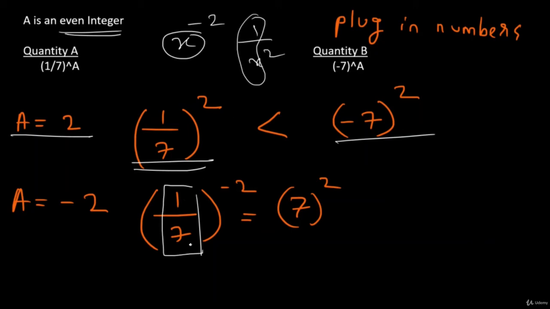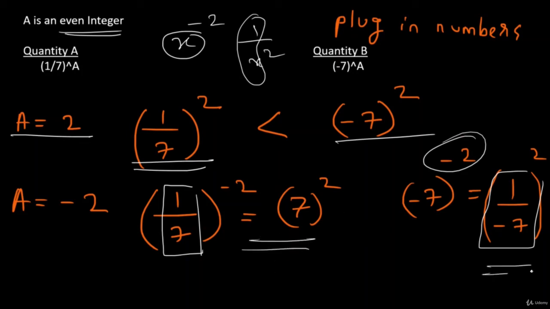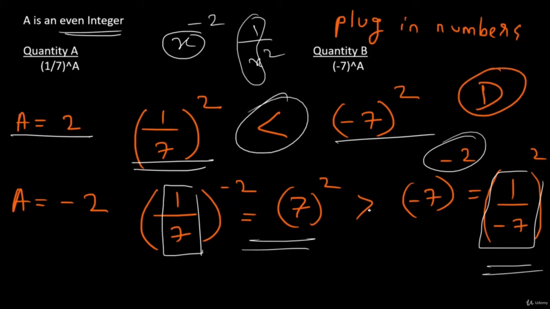So 1 by 7 to the power minus 2 is equal to 7 to the power 2 and minus 7 to the power minus 2 will be equal to 1 by minus 7 to the power 2, because this is minus 2, so again you have to take the inverse and you raise it to the power 2. Now you're comparing these two numbers. So this over here is 49 and this is a fraction. So the relationship is changing. Over here it was less than, over here it is greater than, and hence the correct answer to this question is option D.